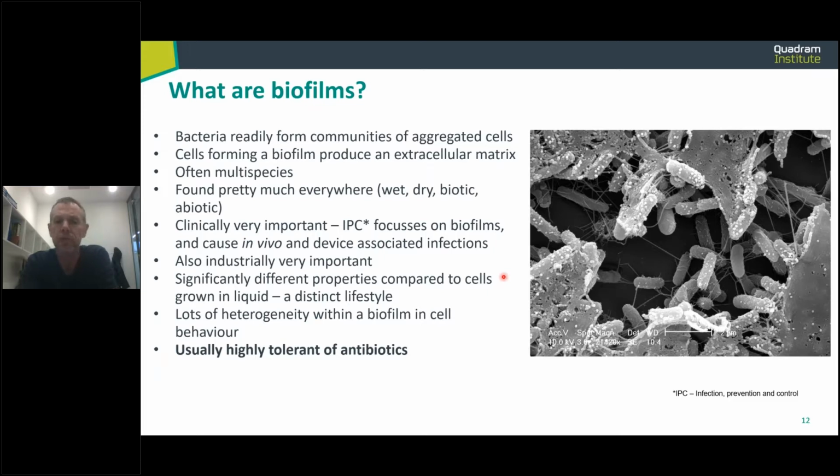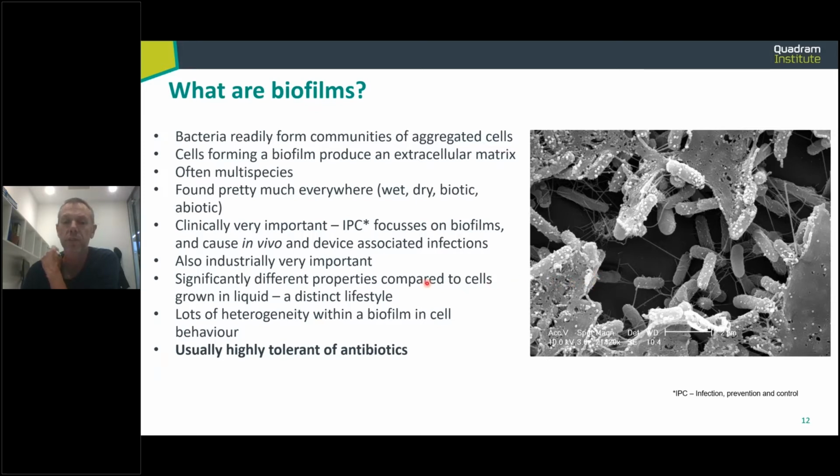And biofilms are found pretty much anywhere. So anywhere that you can find life, you'll find bacterial biofilms. So that could be a wet environment, a dry environment, biotic, abiotic. So we find them on animals, in animals, as well as just in environmental surfaces. So as well as just being a fundamentally important mode of life, it actually affects human health and wealth a lot. So these are clinically very important.